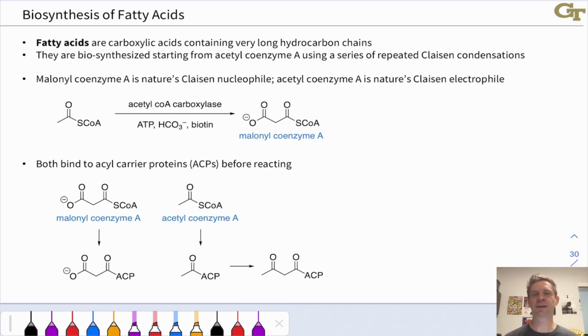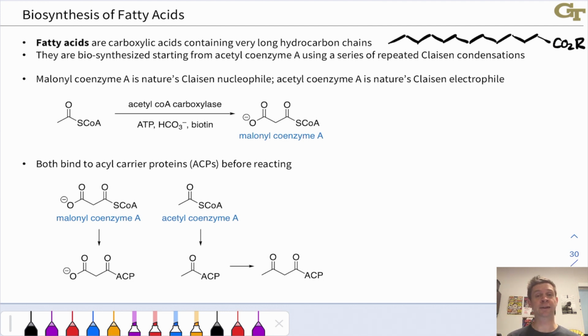Fatty acids are very long-chain carboxylic acids in living systems used for energy storage, and they're an important source of energy storage because of the relative stability of the carbon-carbon bonds in these compounds. So an example of a fatty acid ester might look something like this, with a lot of carbon-carbon bonds in the structure. A fatty acid would have a carboxyl group here, CO2H.